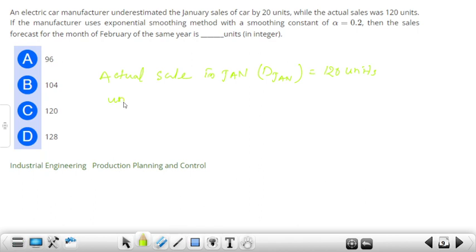So the underestimate in January is equal to D January minus forecast of January, which is given as 20 units. The alpha value is given as 0.2. So we have to find the forecast.